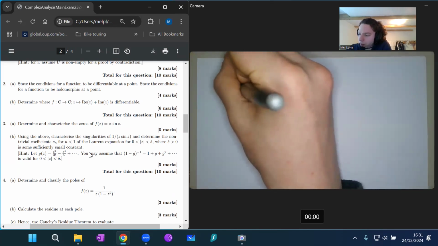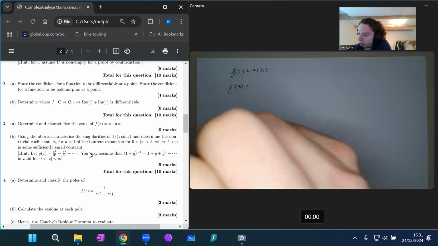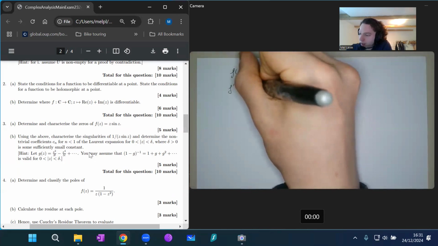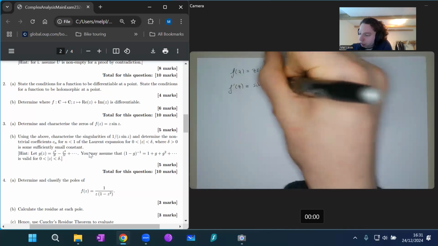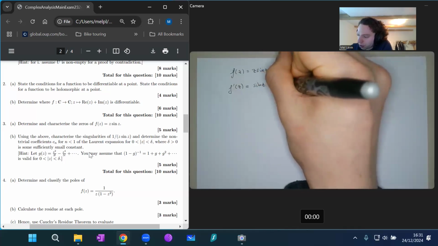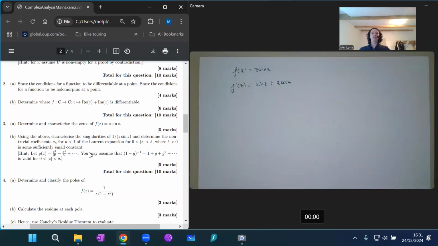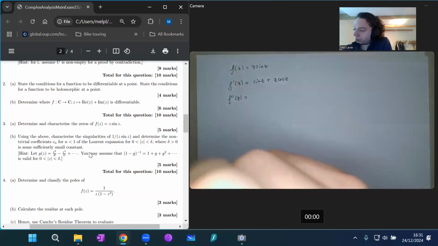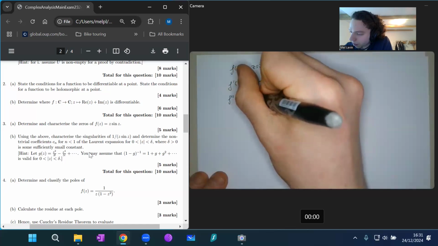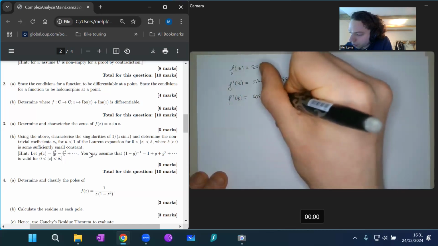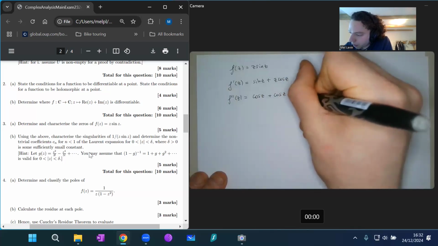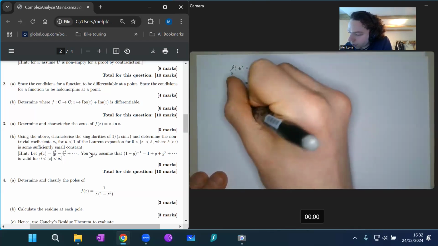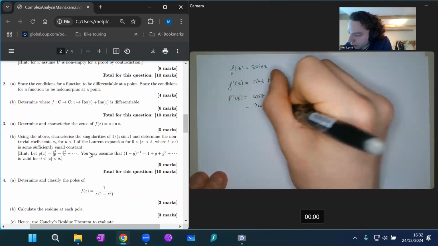So f prime z equals, using the product rule, sine z plus z cos z. All those derivative rules and standard derivatives still apply. Let's do the second derivative. That'll give us cos z, and then plus cos z minus z sine z. So 2 cos z minus z sine z.